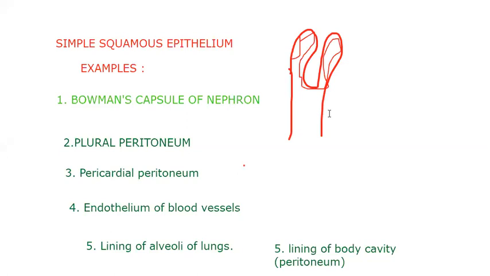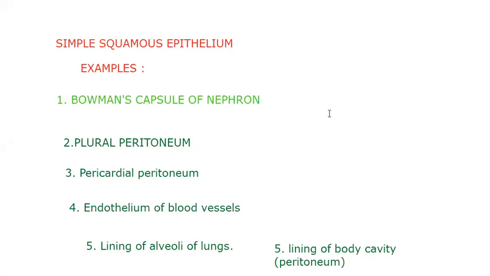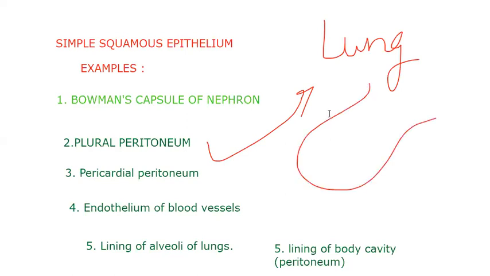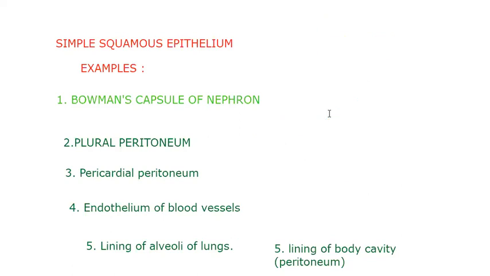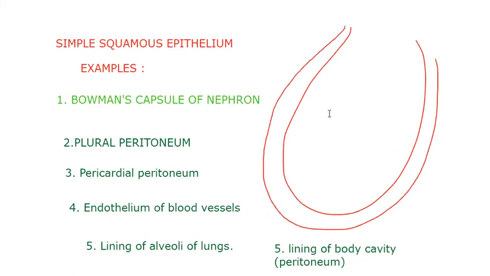Okay. Next, the pleural peritoneum. That means in the lungs, we are talking pleural peritoneum. The lungs are covered by this simple squamous epithelium. The smallest unit of the lung is the alveoli. So that alveoli is also made of simple squamous epithelium. What is pleural peritoneum? The total lung, the outer lining of the lung.